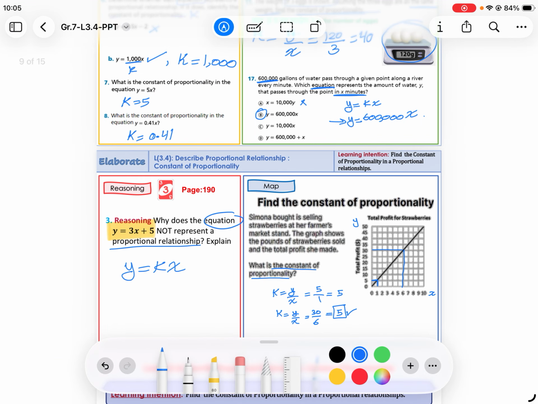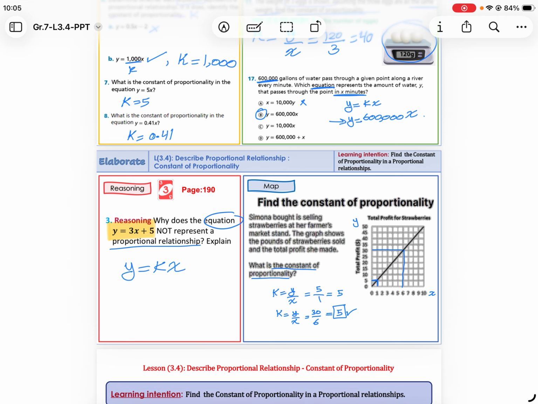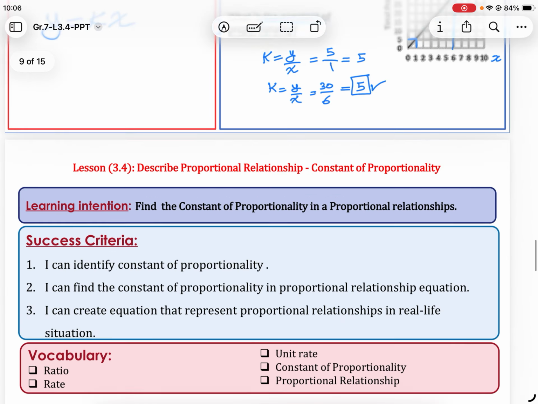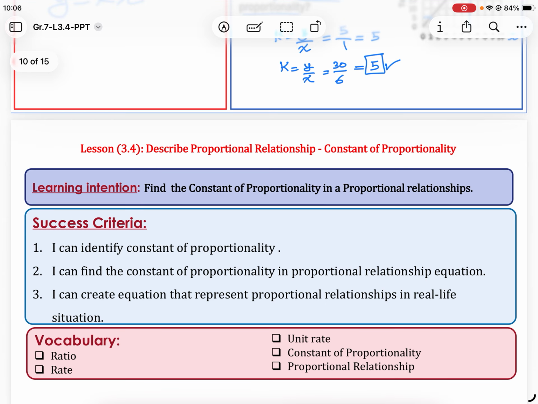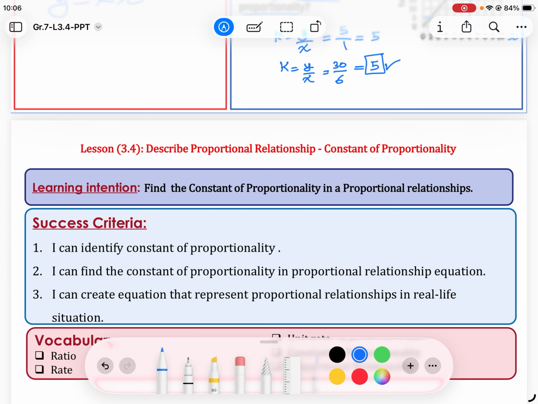Okay, and that's it for 3.4. So we identified the constant of proportionality. We learned how to find the constant, and then we learned how to write the equation that represents the proportional relationship.